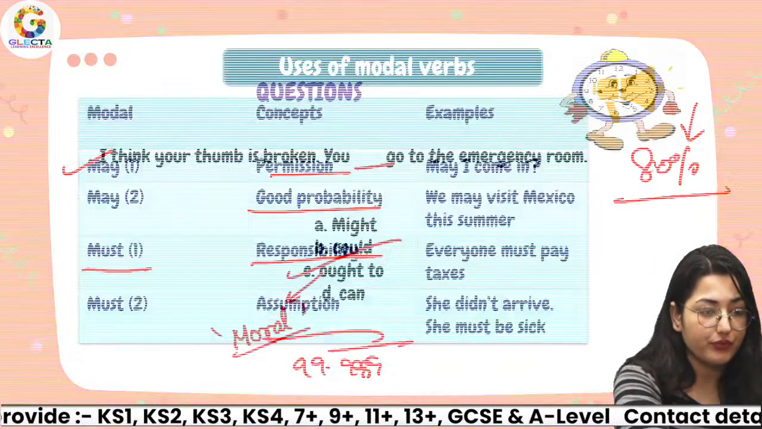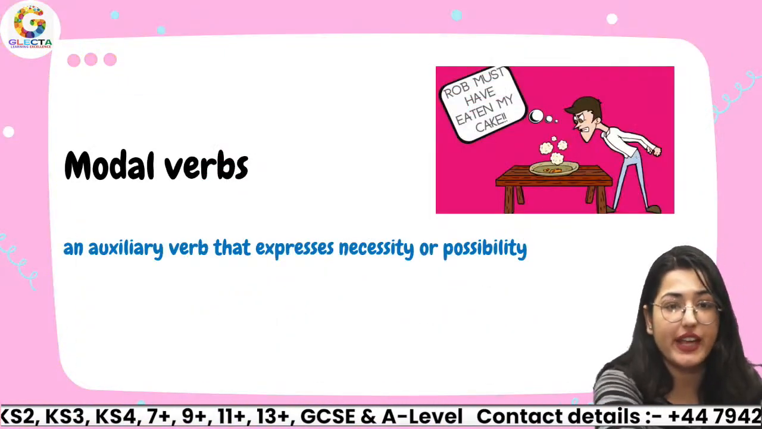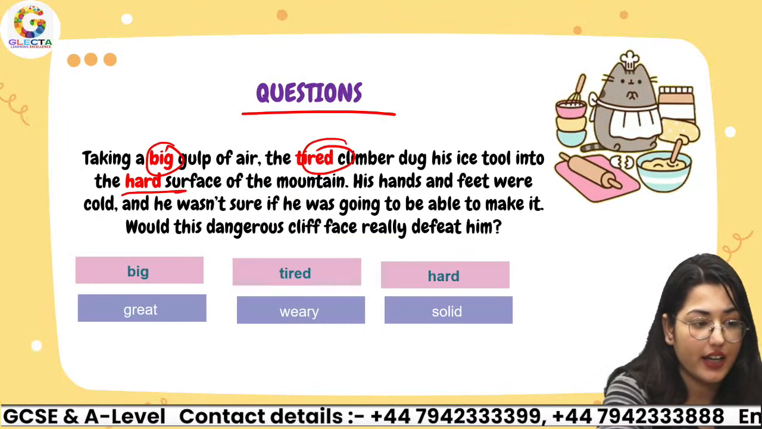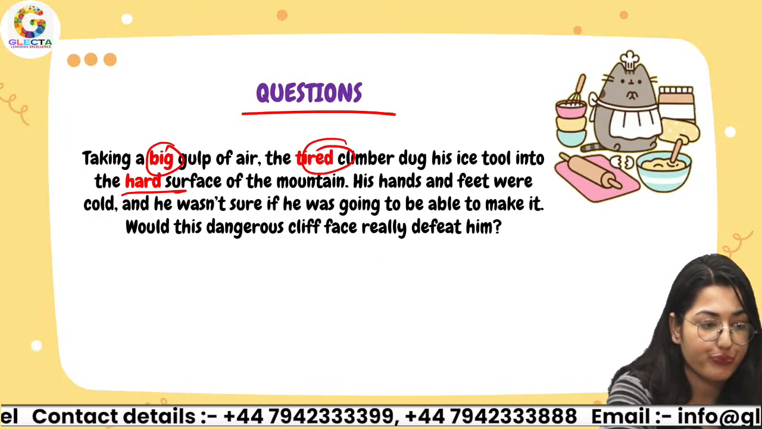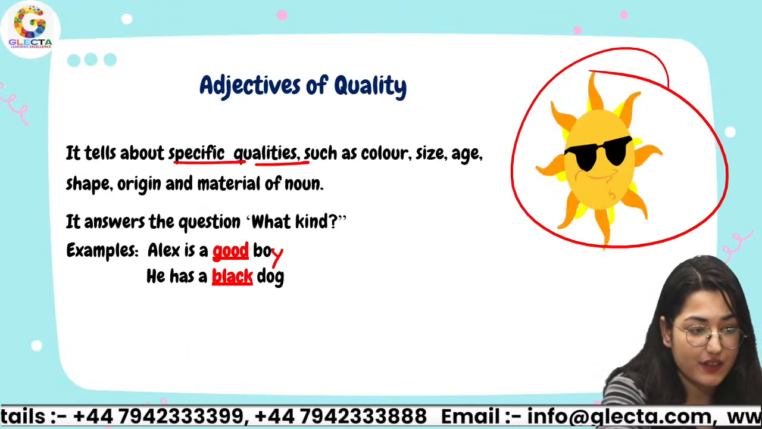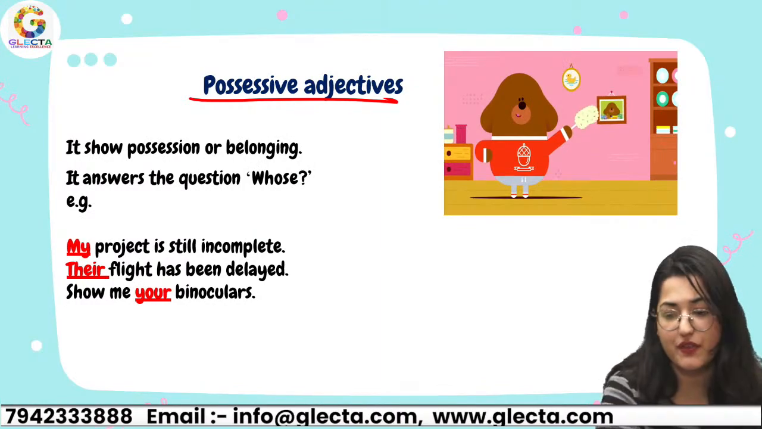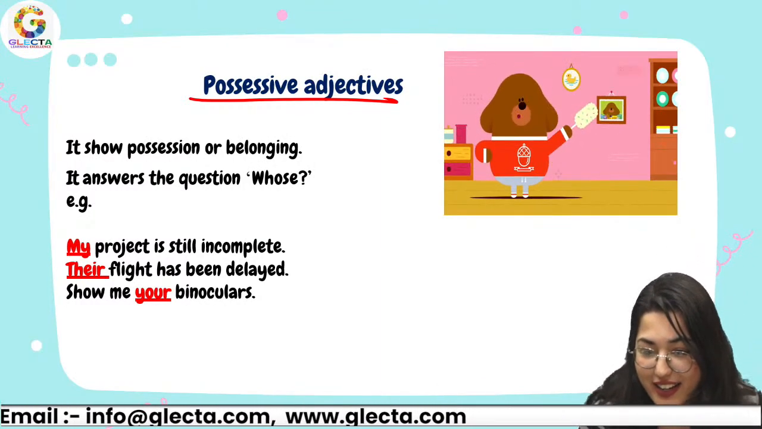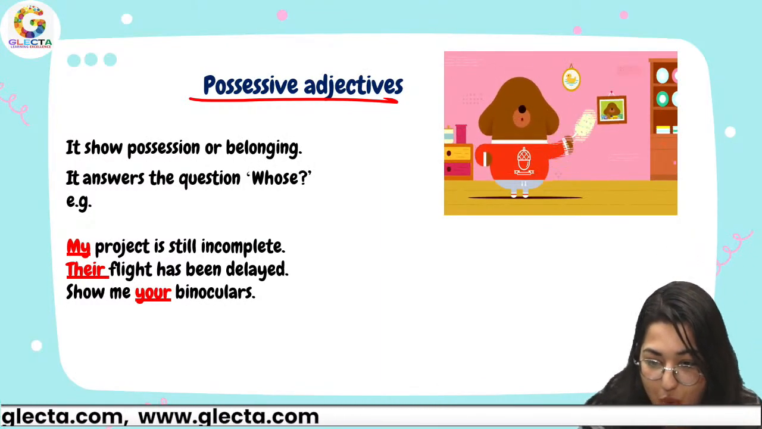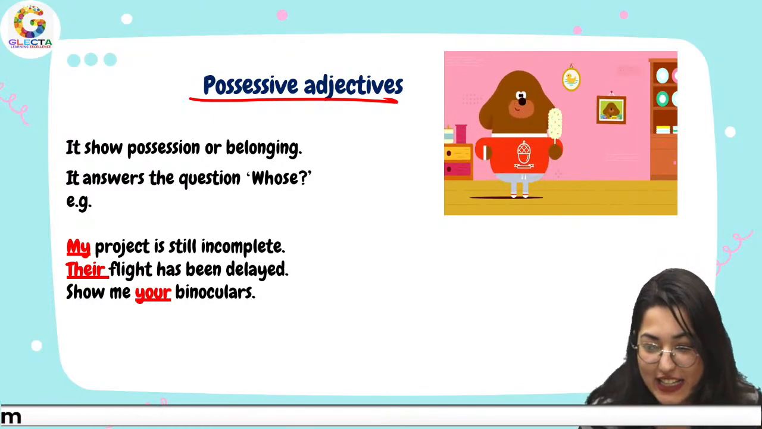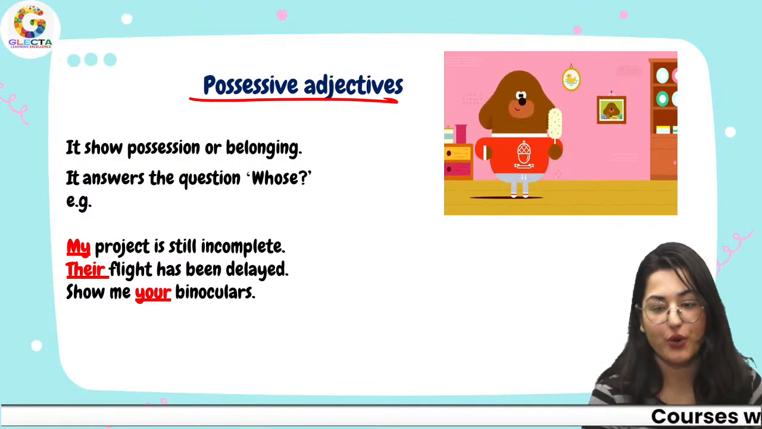So, these are the modal verbs that we have also learned today, and the riddles we have done. If we talk about the adjectives, how many types of adjectives are there? Again, tell me. Can anyone tell me how many types of adjectives are there? Yes? D stands for don't know.